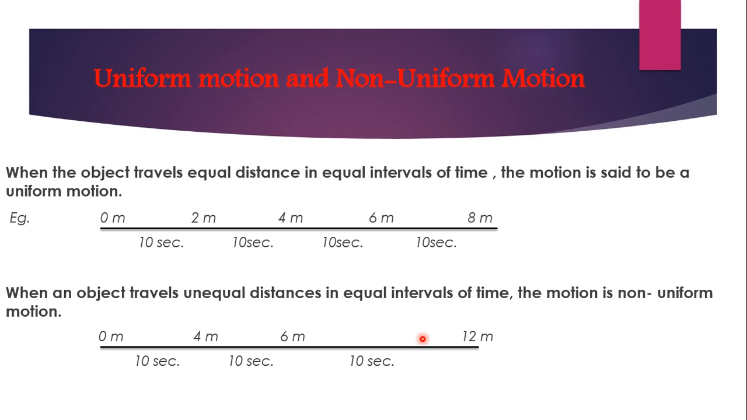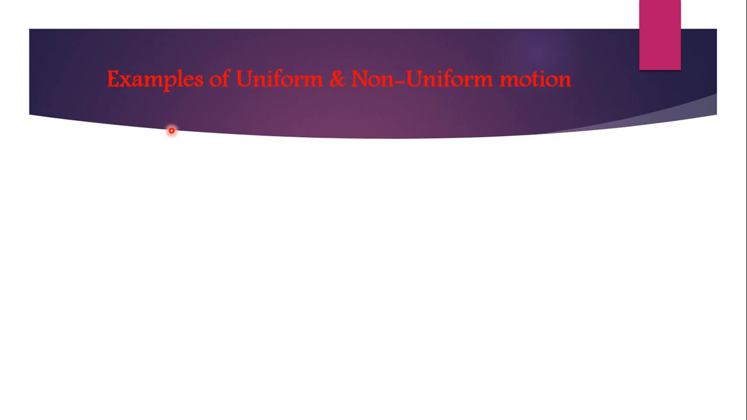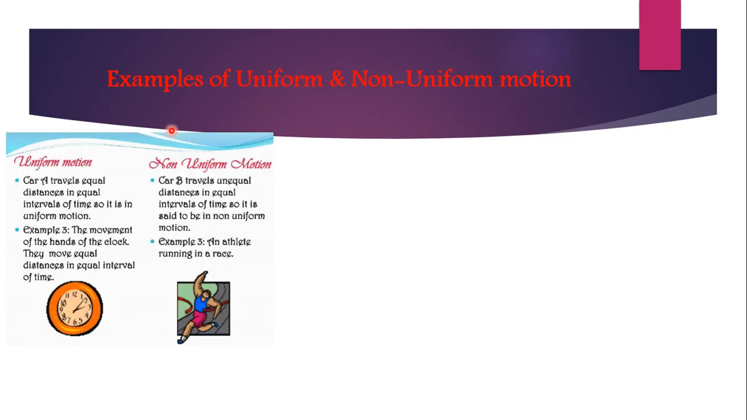When we come to other topics of motion, when we start discussing velocity, speed and acceleration, we will be able to understand the difference between non-uniform motion and uniform motion in a more clear way, right? So now let us understand a few examples of uniform and non-uniform motion.